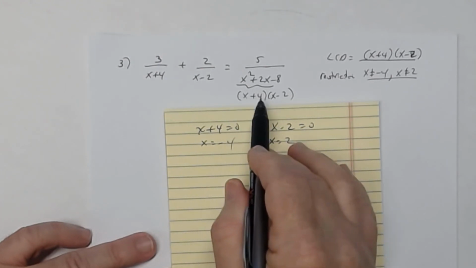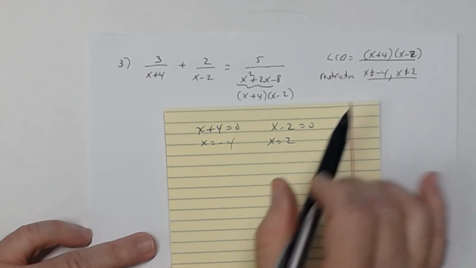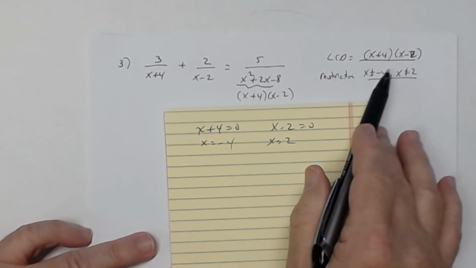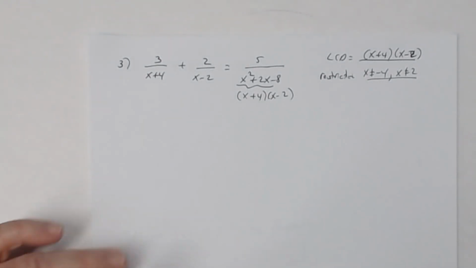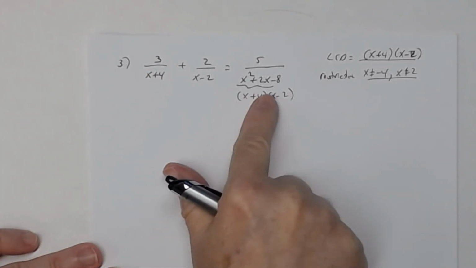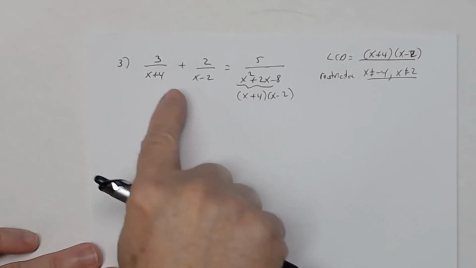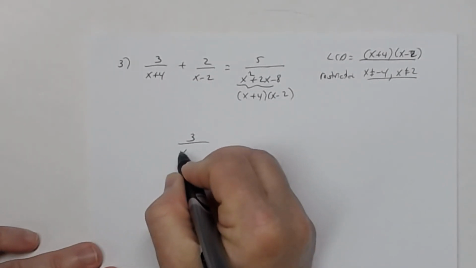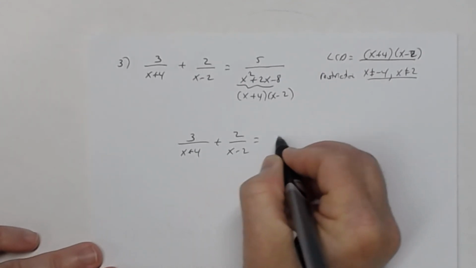When you go over here, x plus 4, we already have. X minus 2, I already found the restriction. So notice that there are two distinct factors here. So those are the restrictions. Two restrictions. Okay? All right. Now, just like in the previous problem, we want to clear those fractions. So we're going to multiply both sides by that least common denominator. So I'm going to go ahead and rewrite this over. So I have 3 divided by x plus 4 plus 2 divided by x minus 2 equal.